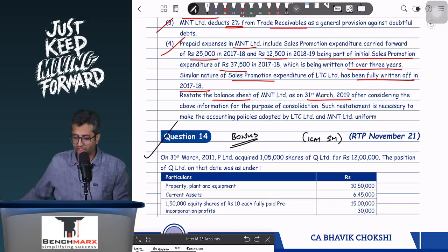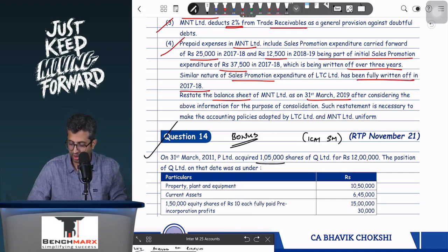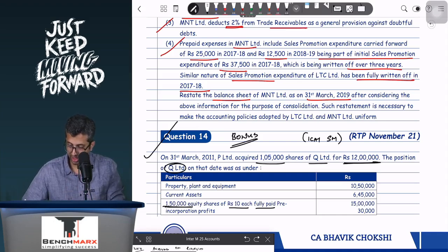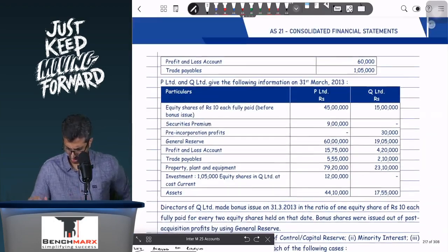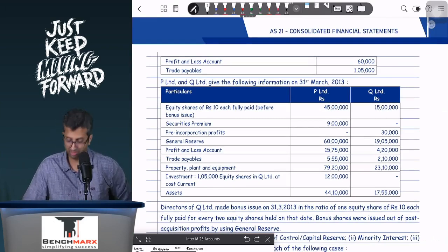Now on 31st March 11, P acquired 1,05,000 shares of Q for rupees 12 lakhs. The position of Q as on that date was as under. The PP is given to you, current assets, and 1,50,000 equity shares of rupees 10 each, fully paid. So can I say I have acquired 1,05,000 out of 1,50,000? Can I say that is around a 70% stake? Okay, then you have pre-incorporation profits of 30,000, P&L and trade payables. Now P and Q give the information on 31st March 2013.